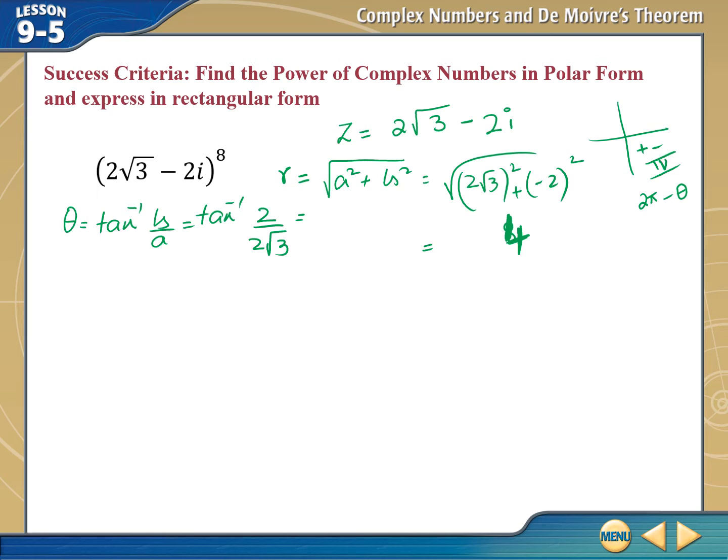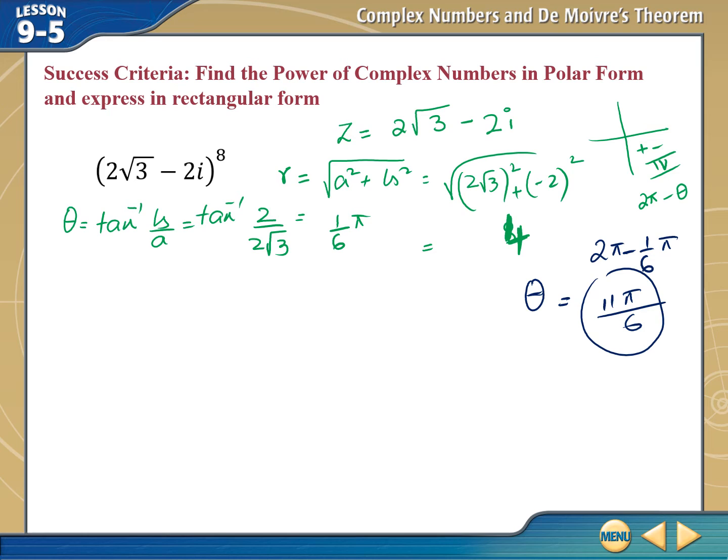Write down in the calculator shift tangent and then 2 divided by 2 square root of 3, and it would give you 1 over 6 pi. So here the value of theta is 1 over 6 pi, but since this theta lies in the fourth quadrant, we have 2 pi minus theta, that is 1 over 6 pi, and it will give you 11 pi over 6. So this is our argument, the argument which we will use, 11 pi over 6.